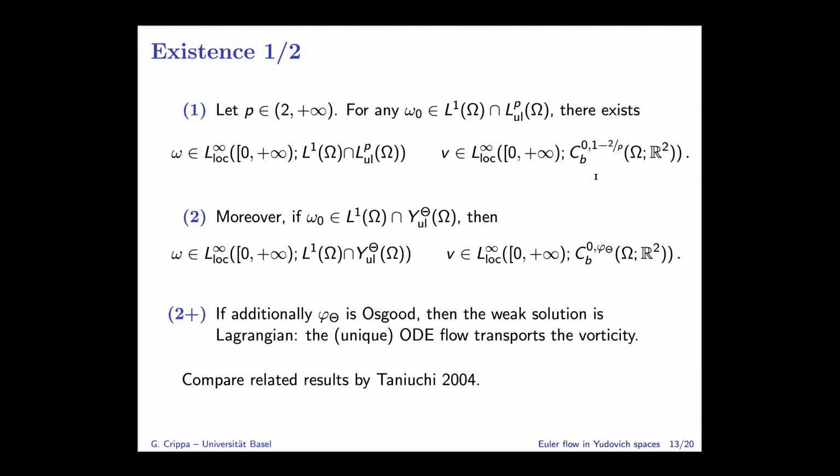And these results should be compared to results obtained almost 20 years ago, 18 years ago, by Taniuchi. He did something very different as far as the techniques are concerned. He was working with paradifferential calculus. We need this global L1 condition that he didn't have. On the other hand, his techniques force him to work globally in R2. It's totally fine for us to work on a given domain.